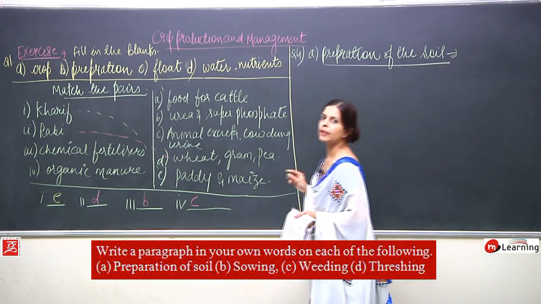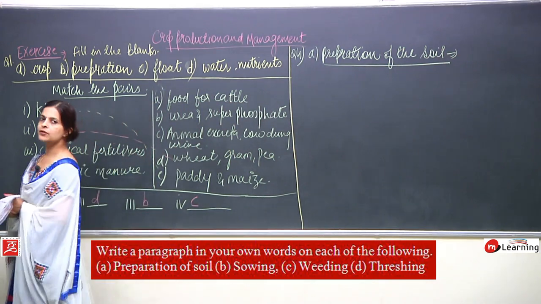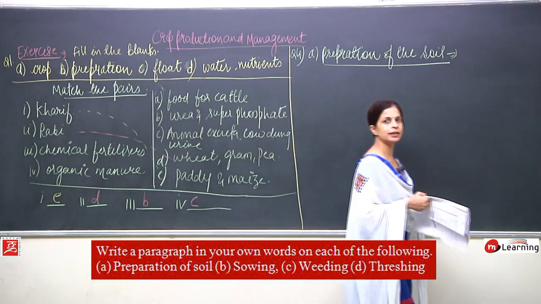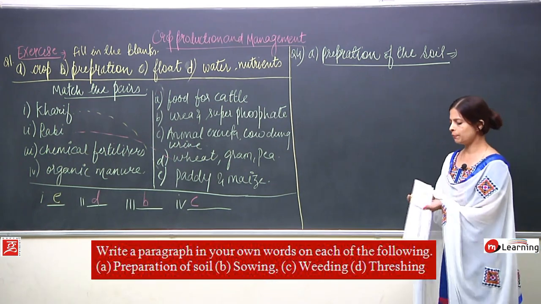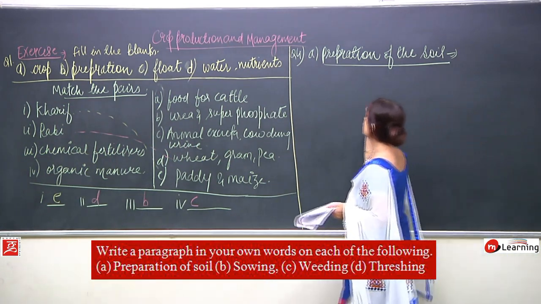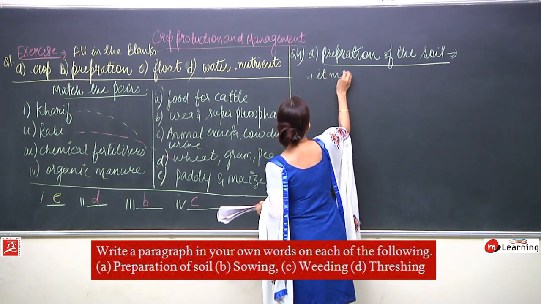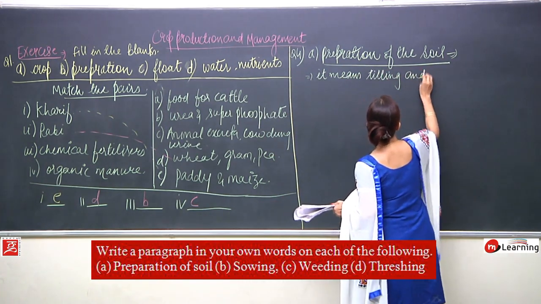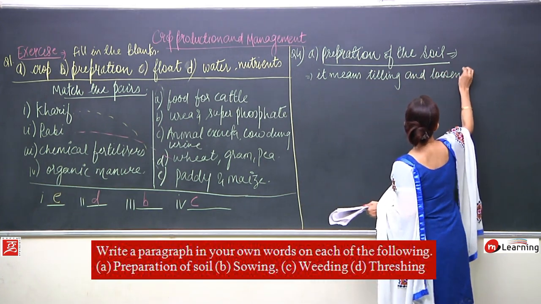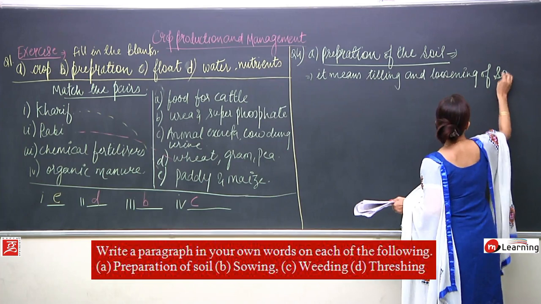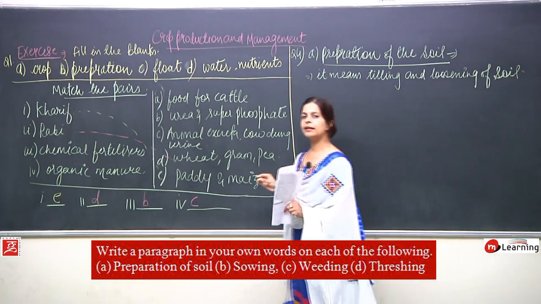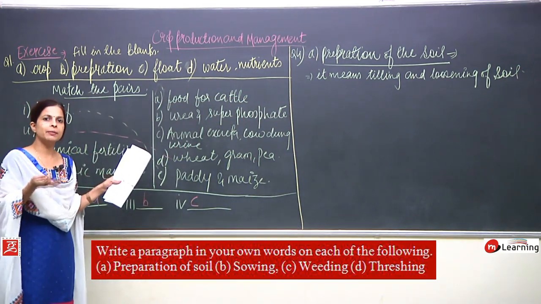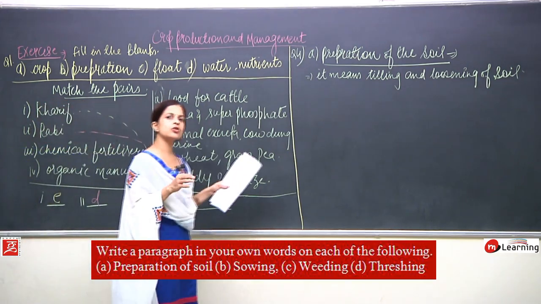See, I told you this thing before that preparation of soil is required. Why it is required, what it is and how it is done. We have to write a short paragraph on this. So, first of all, what is the meaning of preparation of soil? It means tilling and loosening of soil. It means that the soil has to be dug a little bit, tilled, and the soil becomes loose.